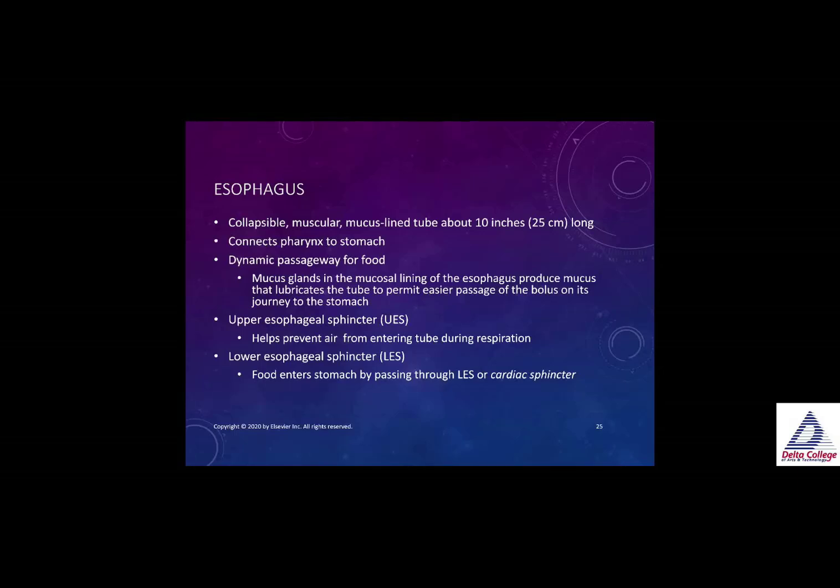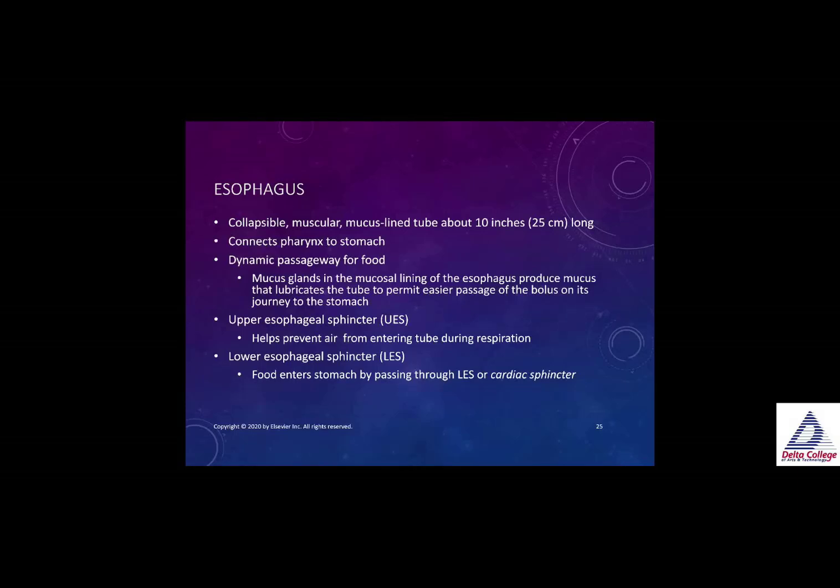Now, the esophagus is a collapsible, muscular, mucus-lined tube that's about 10 inches or 25 centimeters long. It connects the pharynx to the stomach. It is the dynamic passageway for food. Mucus glands and the mucosal lining of the esophagus produce mucus that lubricates the tube to permit easier passage of the bolus on its journey to the stomach.